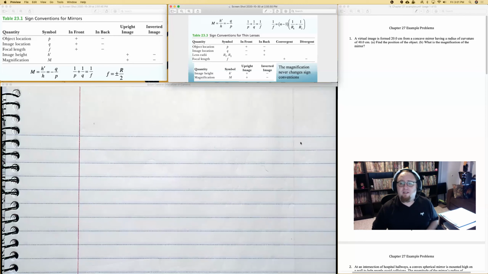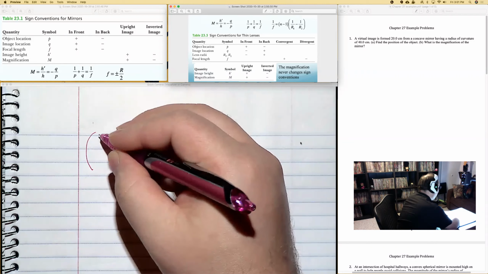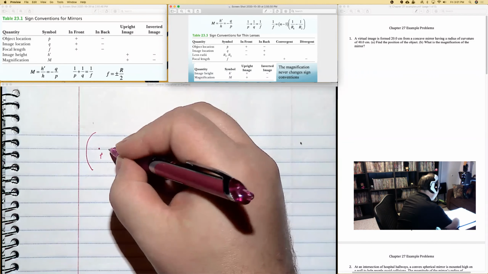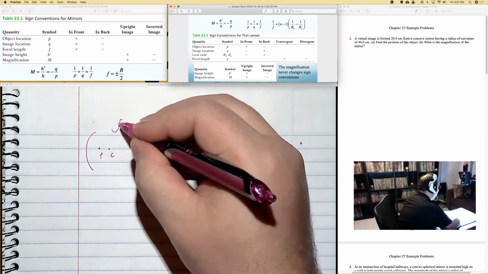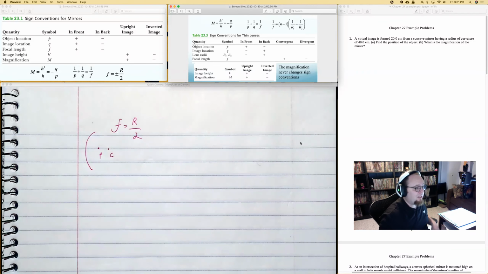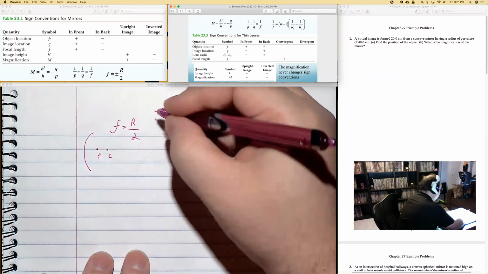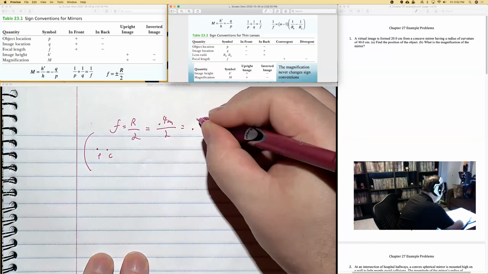The first problem says a virtual image is formed 20 centimeters from a concave mirror. Okay, first things first. A concave mirror is something where you're looking at the inside of it. That's when the focal point and the radius of curvature are inside. For a concave mirror, the focal length is positive half the radius. A convex mirror is the opposite. So a virtual image is formed 20 centimeters from a concave mirror having a radius of curvature 40 centimeters. So if its radius is 40 centimeters, that means its focal point is at 0.2 meters.